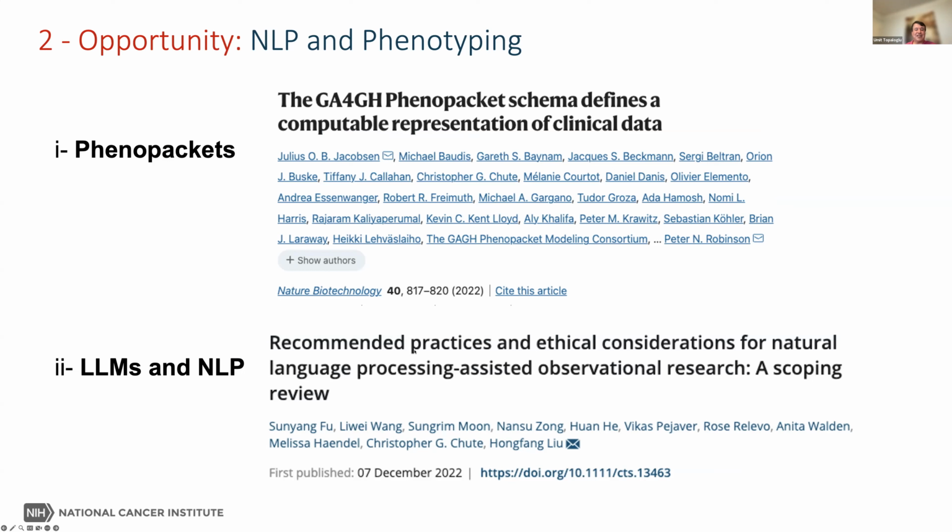And of course, I'm sure everybody has been talking about large language models the last couple of months, and natural language processing provides a lot of opportunities. Hongfeng and colleagues, I think, have published an important paper, in my opinion, that has recommended some ethical considerations, given the many NLP approaches out there. I think we need to consider this recommendation.